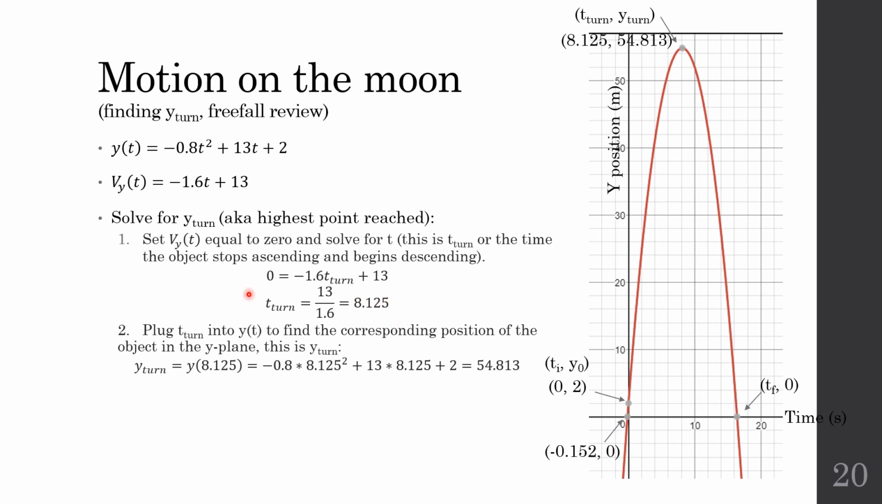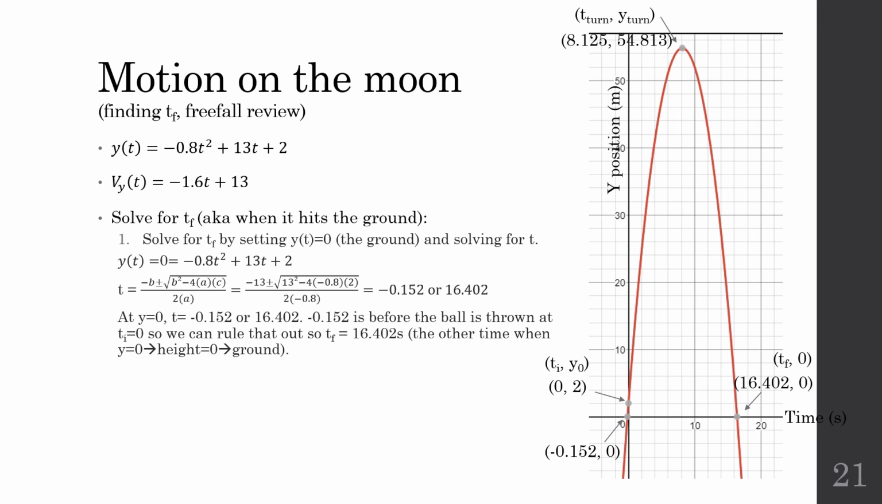Then we take t turn and plug it into our y of t equation, that's this one up here, in order to find the corresponding position of the object in the y plane. That is y turn. So y turn is equal to y of t turn, so 8.125. That's equal to negative 0.8 times 8.125 squared plus 13 times 8.125 plus 2. When we multiply and add up, we get 54.813 meters. Yes, I realize that is really high, but you have to remember that the moon's gravity is very, very small.